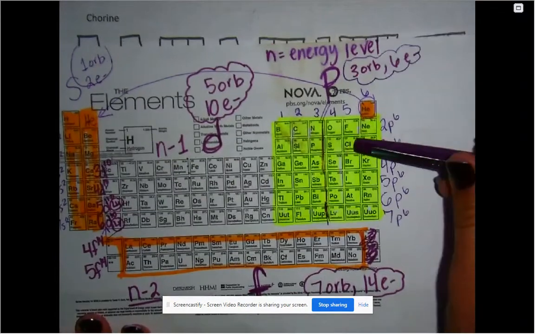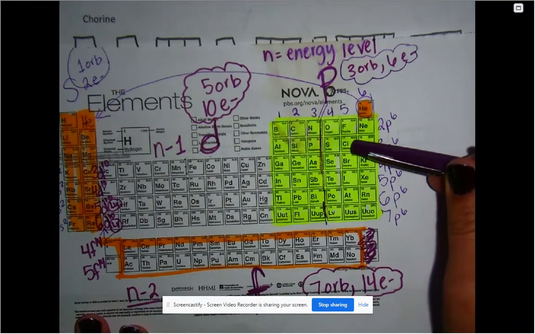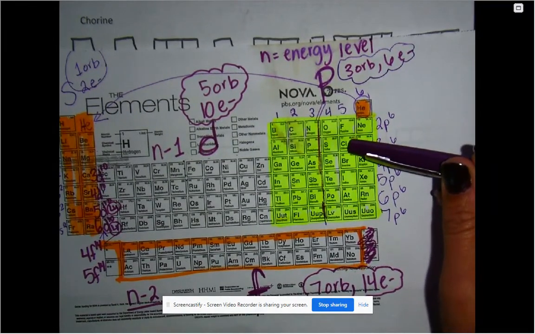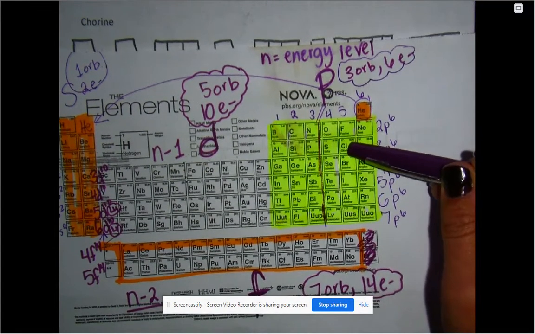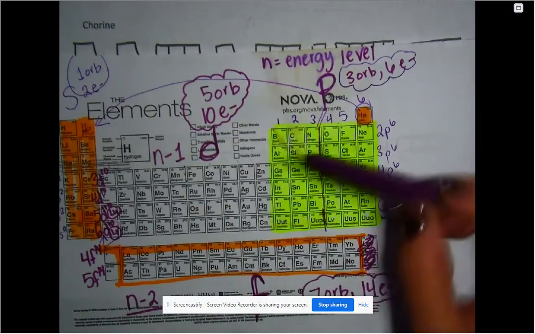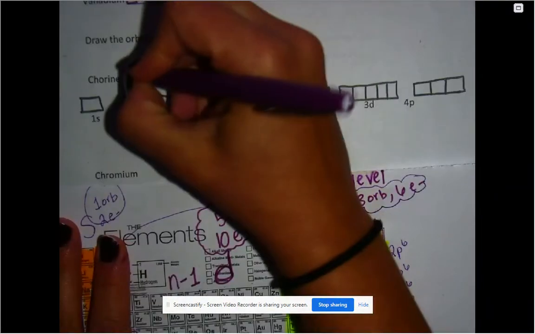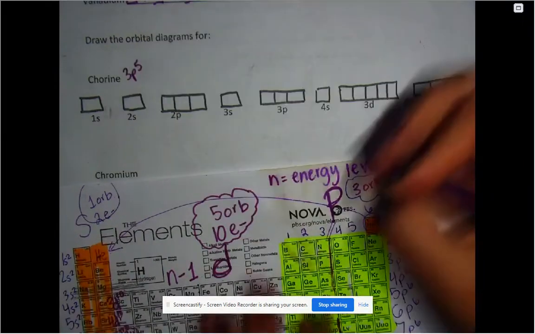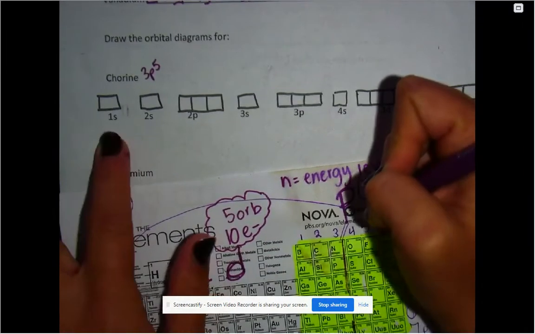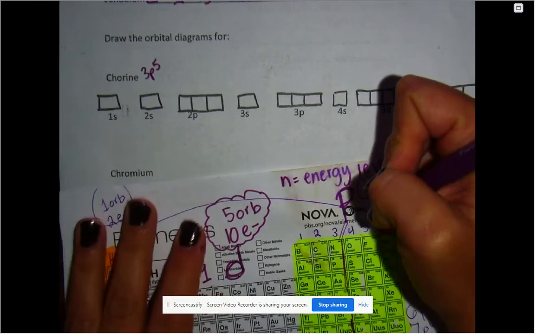Chlorine is over here, right? So we're going to be ending at what? Give me the electron configuration, the ending point of it. 3p5. 1, 2, 3, 4, 5, right? So we're going to end at 3p5. That's good. So what I like to do is, if I give you all those letters, write out your electron configuration.